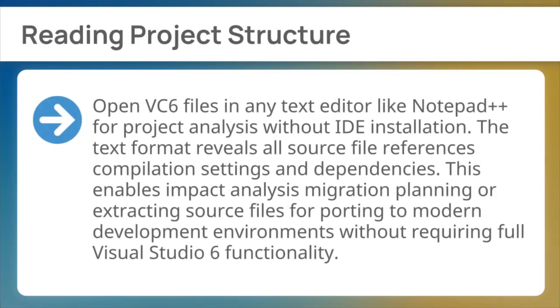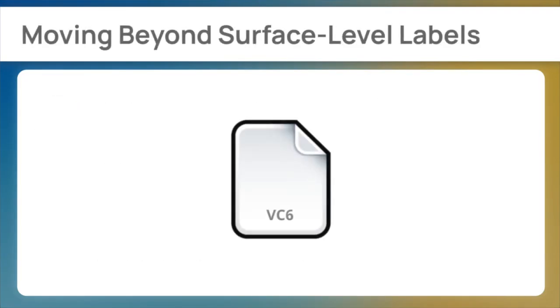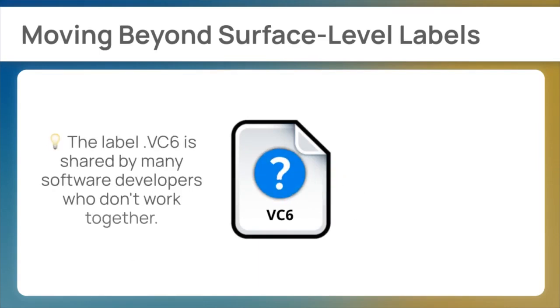Finally, reading project structure. Open VC6 files in any text editor like Notepad++ for project analysis without IDE installation. The text format reveals all source file references, compilation settings, and dependencies. This enables impact analysis, migration planning, or extracting source files for porting to modern development environments without requiring full Visual Studio 6 functionality.